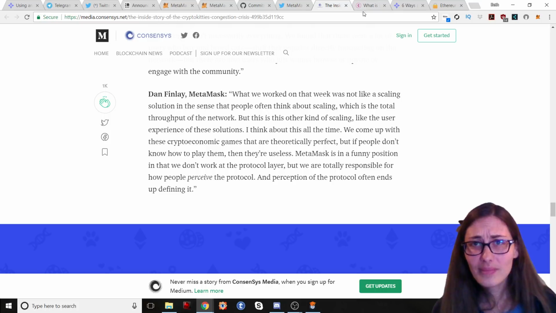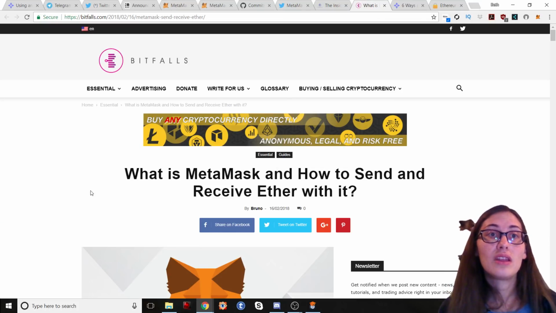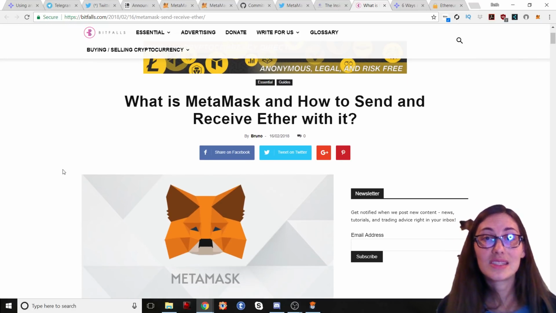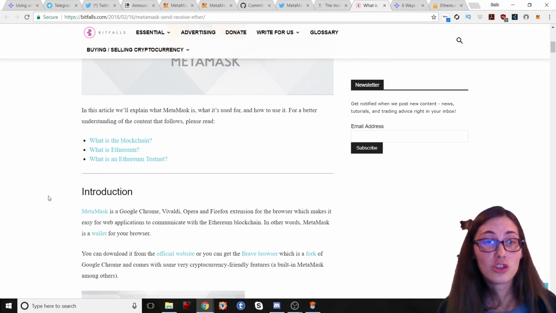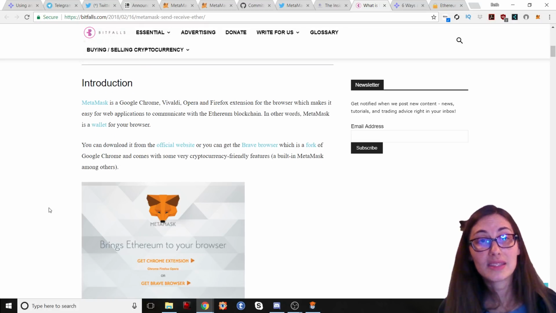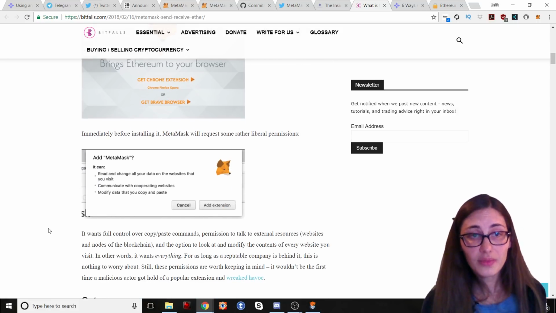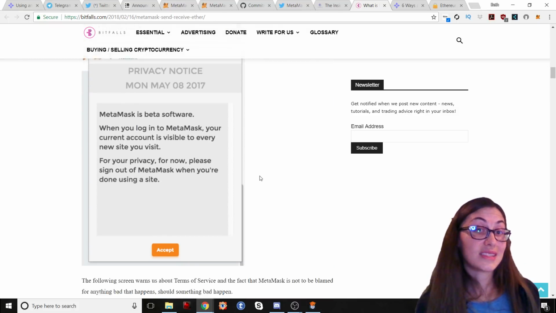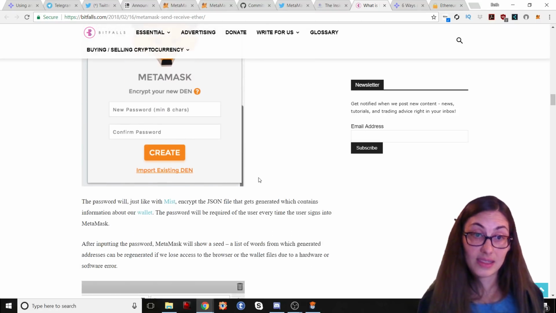Okay, moving on. There's also an article that I found linked on the Twitter feed for MetaMask that is, what is MetaMask? How to send and receive Ether with it. This is on bitfalls.com. It is very interesting and a very good overview of how to use MetaMask. So I'm also going to link this in the description box for the video. But it really talks about some of the permissions, a lot of the setup, and how to go about adding this in if you want to use MetaMask.